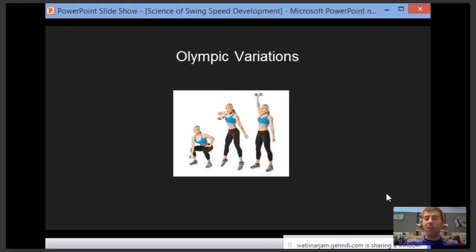So with Olympic variations and jumping, depending on the individual, the risk reward may not be there. If it is something that's going to be valuable, the reason is because it's going to greatly improve the ground reaction forces.